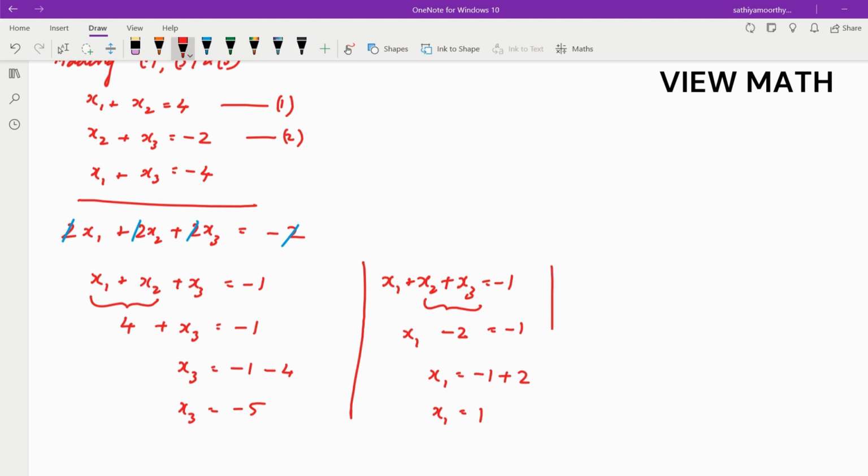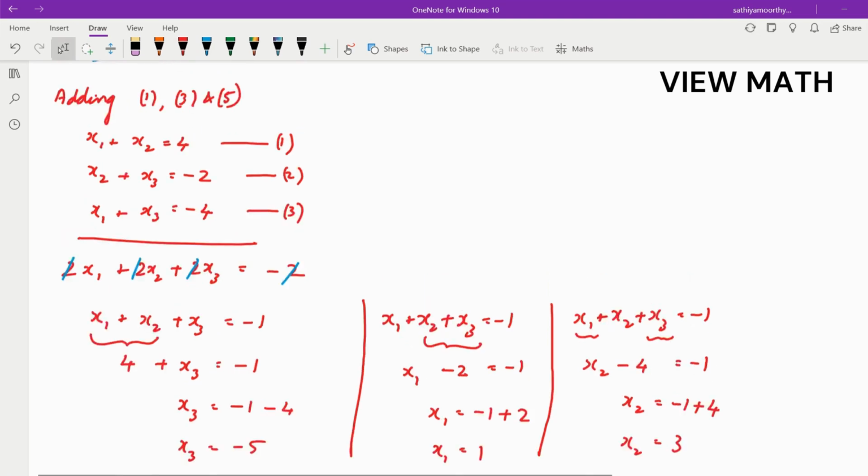Again let me write the equation. x1 plus x2 plus x3 is equal to minus 1. Now, the third equation is x1 plus x3 is equal to minus 4. x1 plus x3 is equal to minus 4, x2 as it is. x2 minus 4 is equal to minus 1. x2 is equal to minus 4, let me bring it to the other side. Minus 1 plus 4, x2 is equal to 3. So we have found out x1 is 1, x2 is 3 and x3 is minus 5.